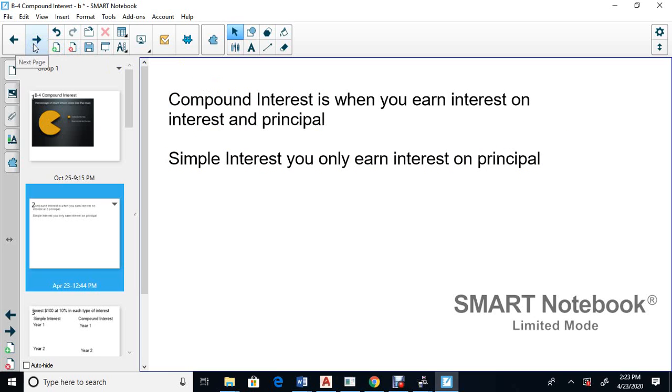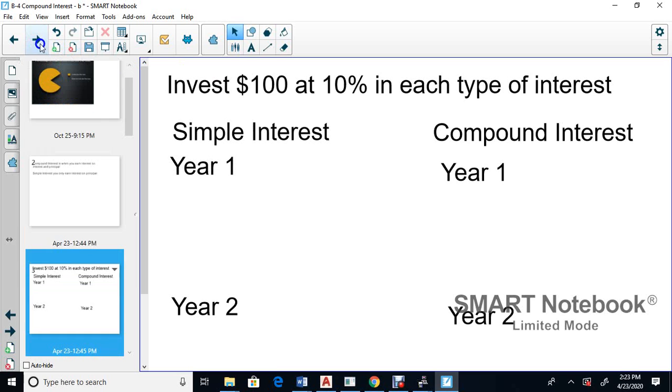Let me just show you this example. It's not on the sheet, so you can just pay attention. I'll show you the difference here with a quick calculation. So let's say you invest $100 at 10% in each type. Here I'll do simple, and on the right side, I'll do compound.